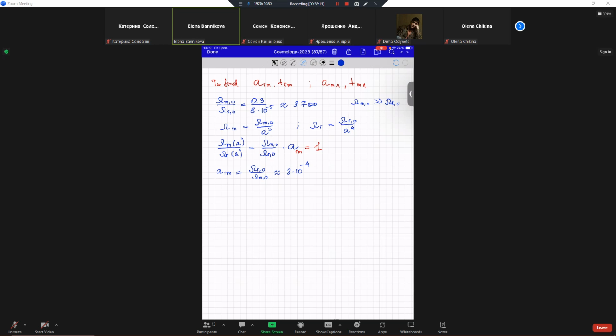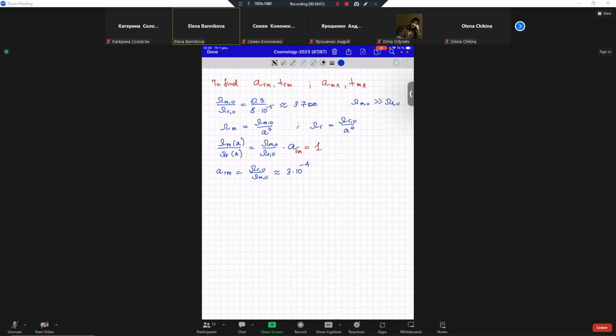So it tells us that this moment when we go from the radiation stage to the matter stage was in the past, when the scale factor was less than 10 to the minus 4, so the space was stretched 10,000 times.